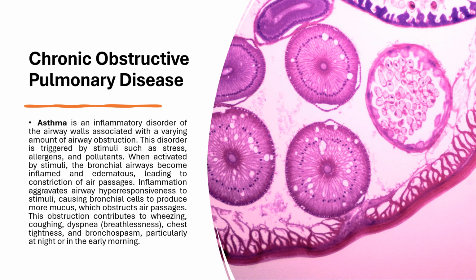A stimulus causes an inflammatory reaction, increasing the size of the bronchial lining. This results in restriction of the airway. There may be a bronchial smooth muscle reaction at the same time. There are two kinds of asthma.